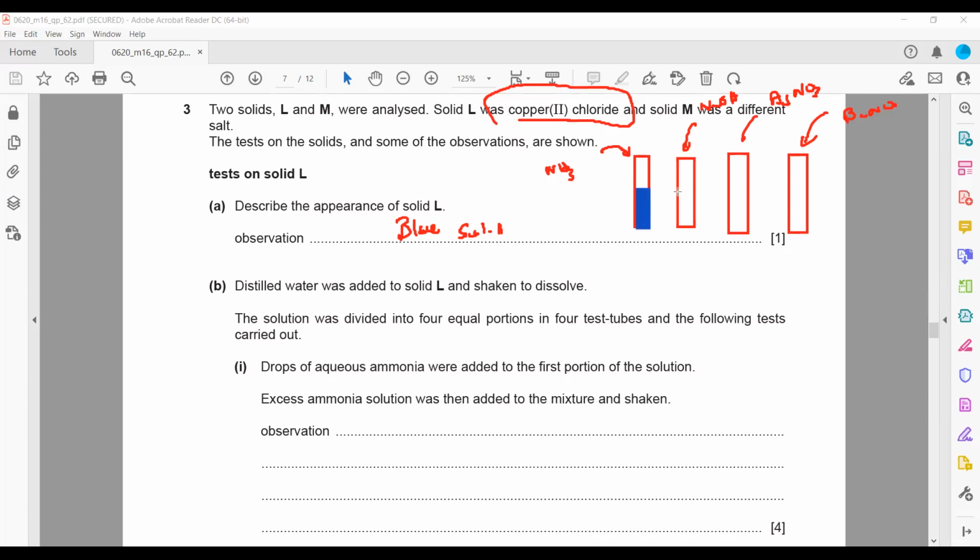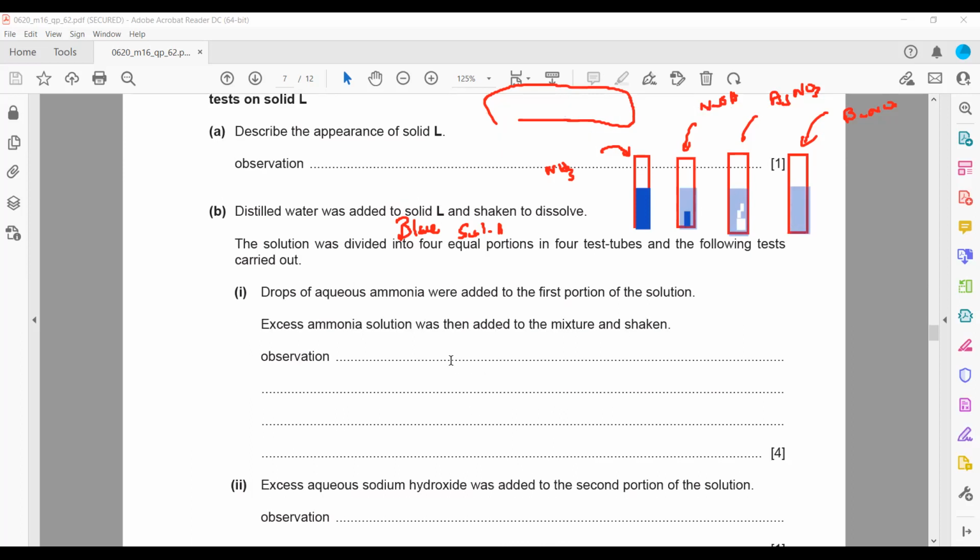The blue precipitate will dissolve to form a blue solution. When we add sodium hydroxide, it will form a blue PPT. A blue solid will be there in the solution. When we add silver nitrate, it will form a white PPT. There will be white precipitates, a white solid. And when we add barium nitrate, which is a test for sulfate, there will be no visible change or no reaction.